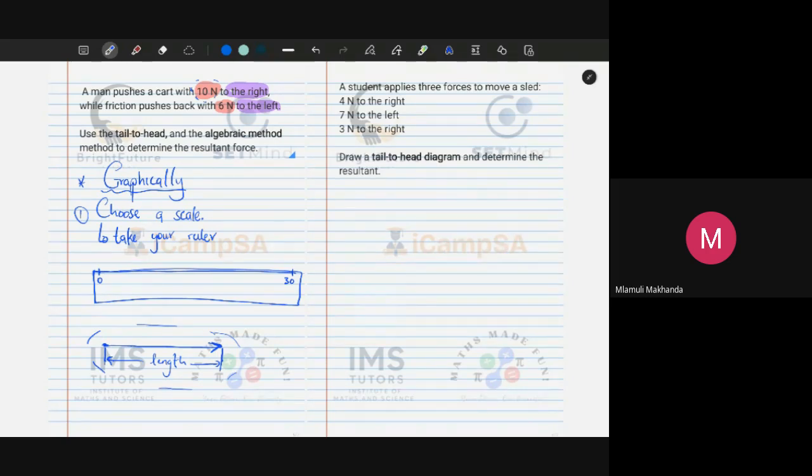For instance, by scale, you would say for every 1 centimeter on my ruler is equal to, let's say, 1 newton. You would choose something like this as a scale. What does it mean? It means this is a scale.